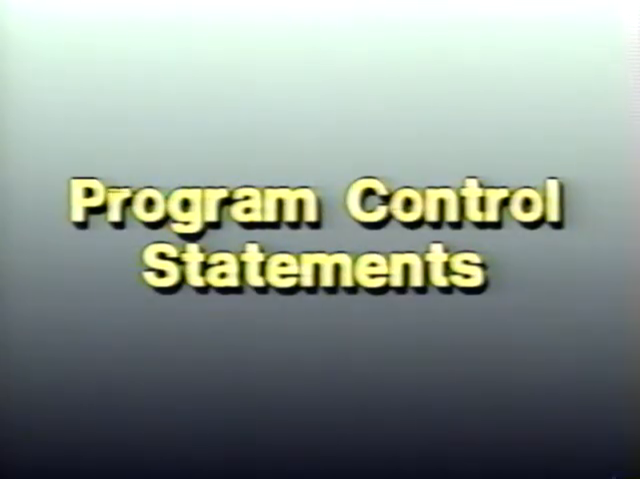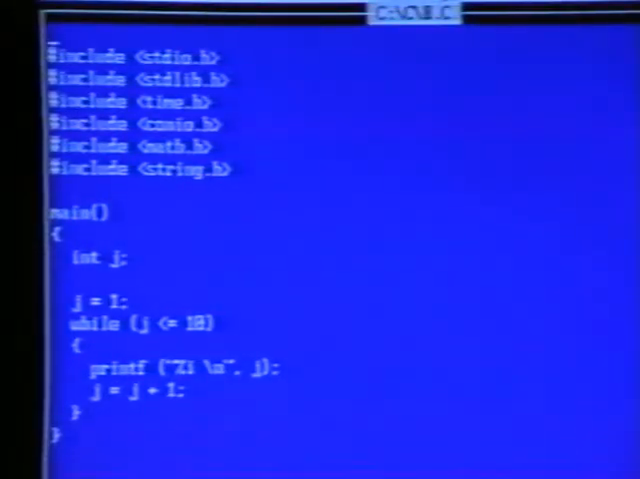Let's take a look at another program. We will look at the program control statements for the C language. This program counts from 1 to 10. Something very simple, but it gives us an idea of how to use the while statement in C. Again, we have the include statements. These include statements are very important in some programs. It's a good idea to include these statements in every program that you write. It can prevent a lot of time-consuming errors.